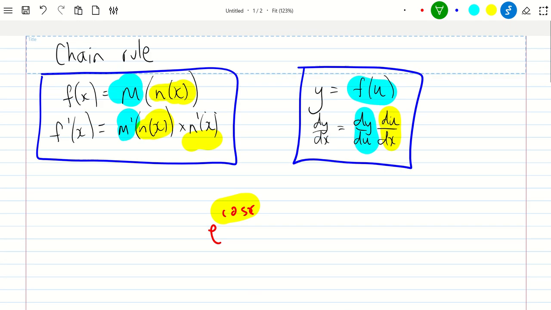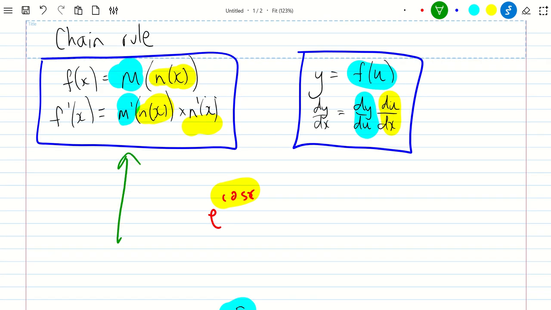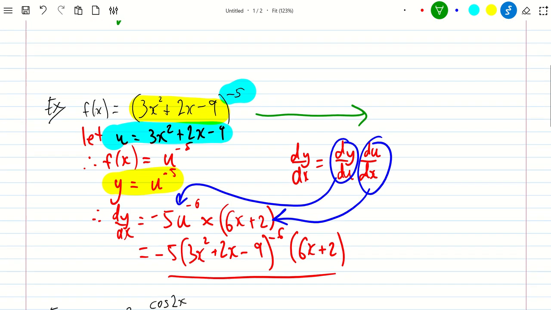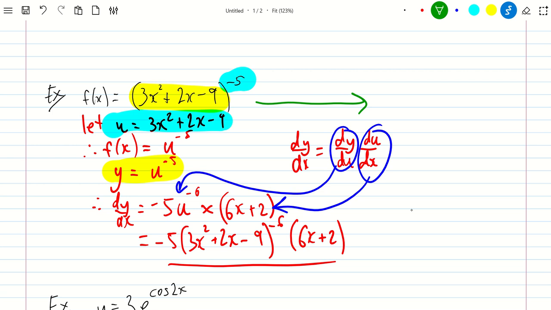Effectively, you look back at this and think, well, all I do is find the derivative of the outside function, leave the inside function the same, and times it by the derivative. Quite often when you get good at this, you'll be able to go straight to the derivative and ask, what's the derivative of the outside function?